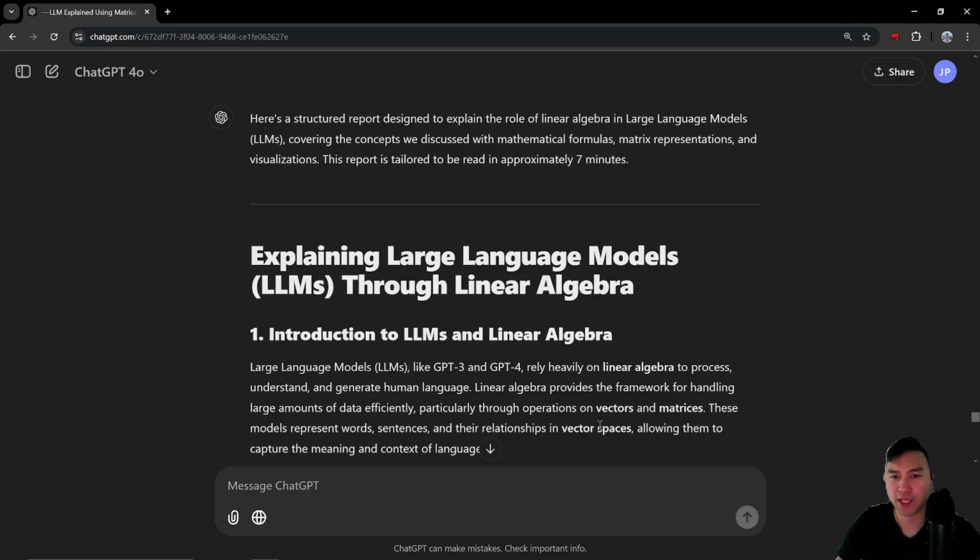In today's video, I'm going to be going over a conversation that I had with ChatGPT about large language models and trying to understand it through linear algebra. Right now, I have a sense of what large language models are, but now I'm trying to really dive deep into the math behind them.